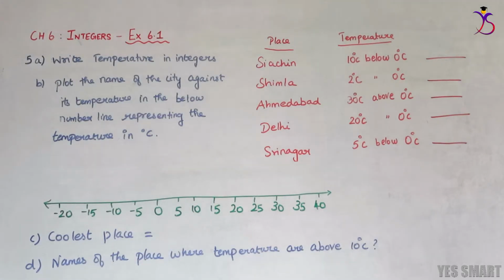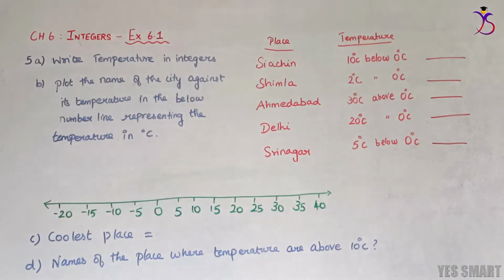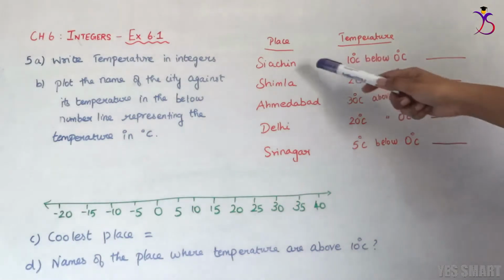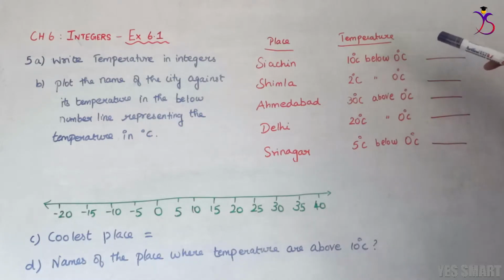Now we are going to discuss the fifth sum. In the fifth sum, they have given the details of a few places and their temperatures, and they have asked a few questions which we are supposed to solve. The first question is: write temperature in integers. As we already solved in the second sum, the same format. We are supposed to convert these statements to integers.